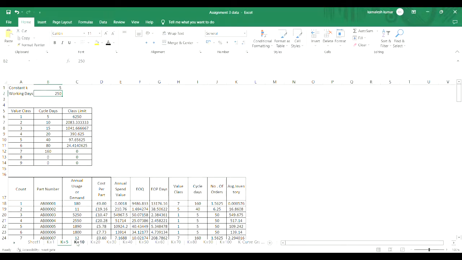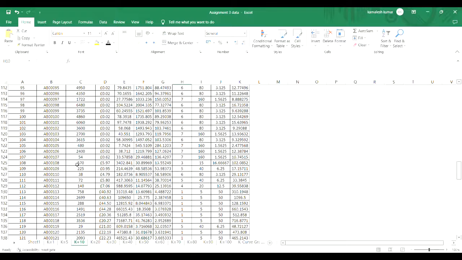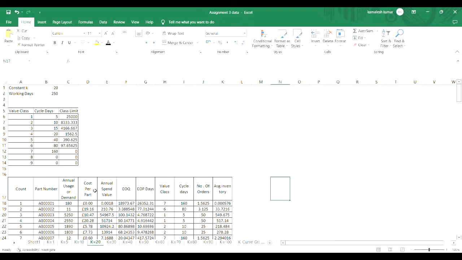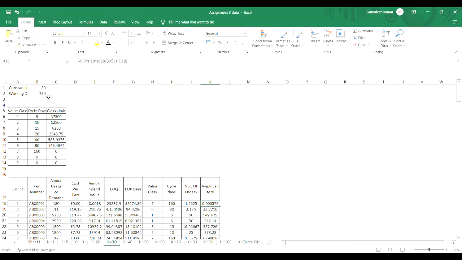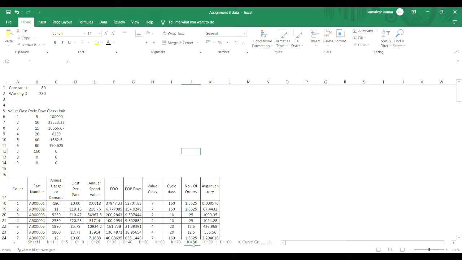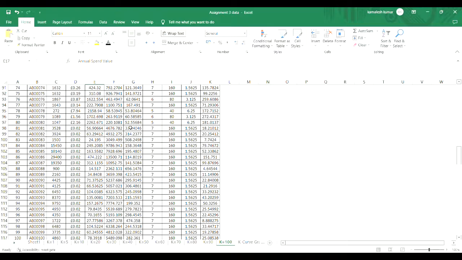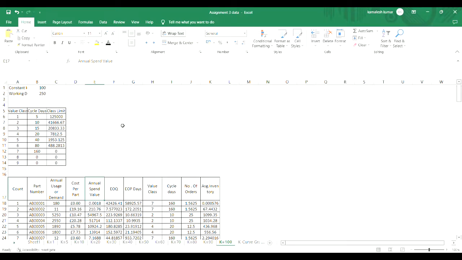So this is what you will do for all the k values. Now you take k value 10, and working days will be 250. Similarly for k equal to 20 you take k as 20, and for k value 30 you take k as 30. Similarly you have to do it for 80, 90, 100, for all the tables, taking the k values varying for each table.